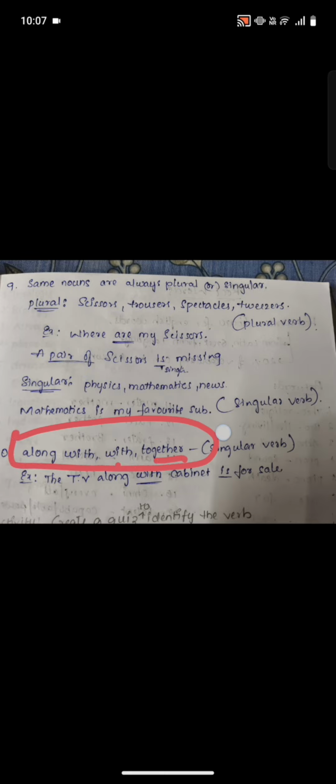And the last one is "along with" or "together with". If we get these in a sentence, we have to use a singular verb. If we take an example, "The TV along with the cabinet is for sale." See, we have used "along with". That means we are pairing the TV and the cabinet together, like with "with", "along with" or "together with". We paired the TV and the cabinet, so we used "is" as a singular here.